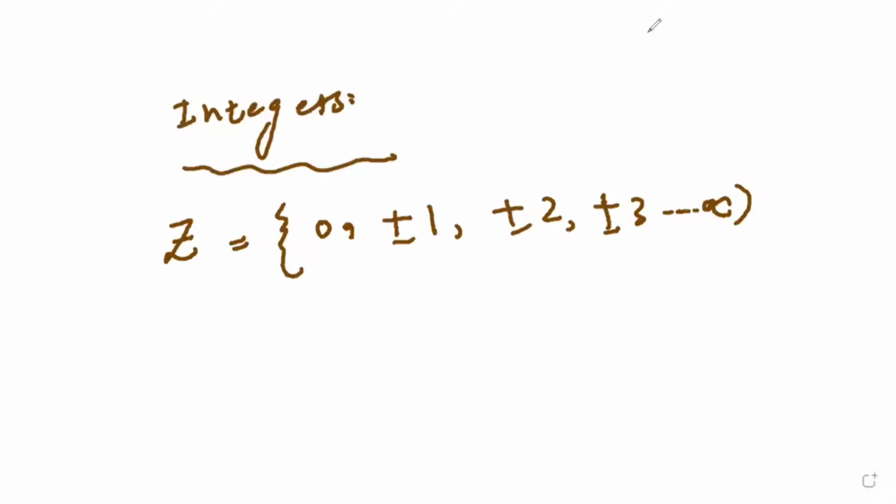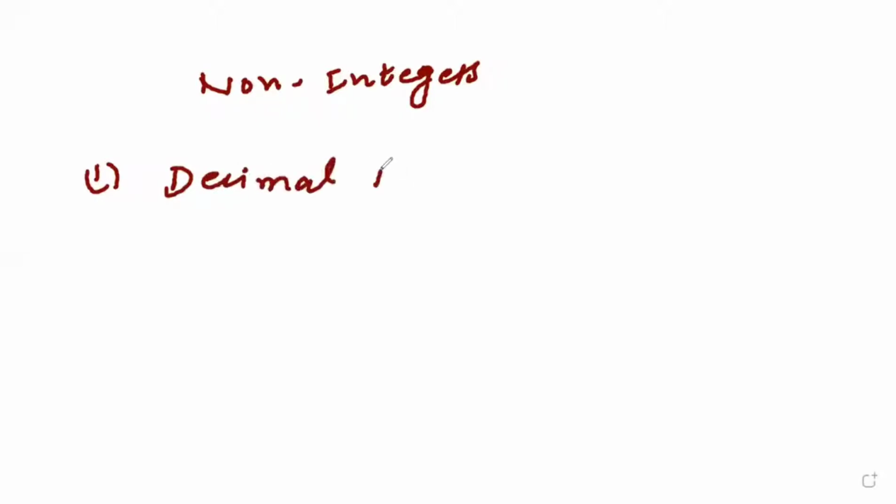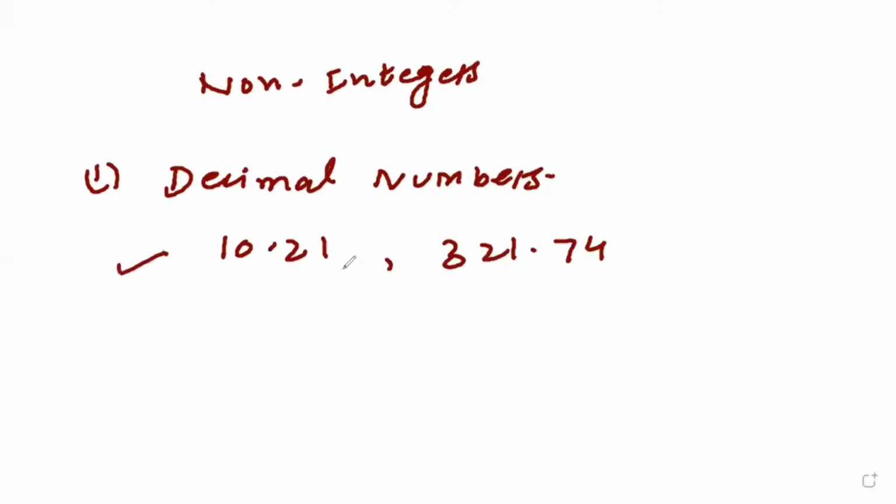But now we have to learn which numbers are not called integers. You can say them non-integers. If I categorize them, there will be 3 categories. The first one is decimal numbers. Decimal numbers are not integers. For example, if I'm writing 10.21, or 321.74, these are not integers.